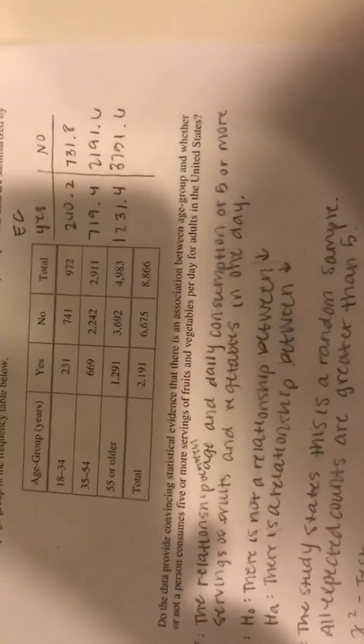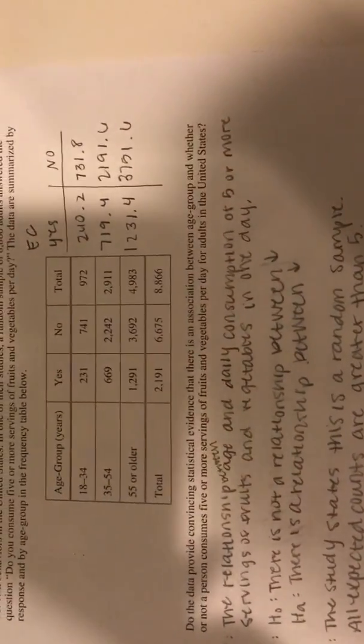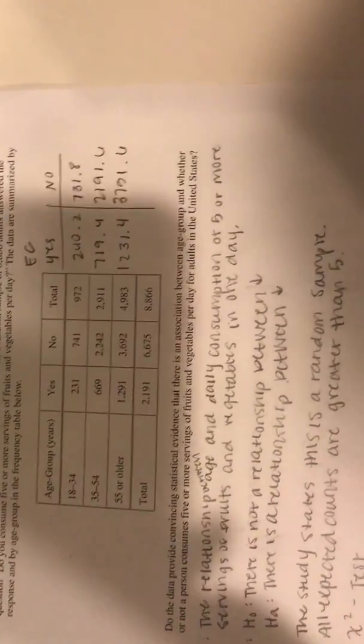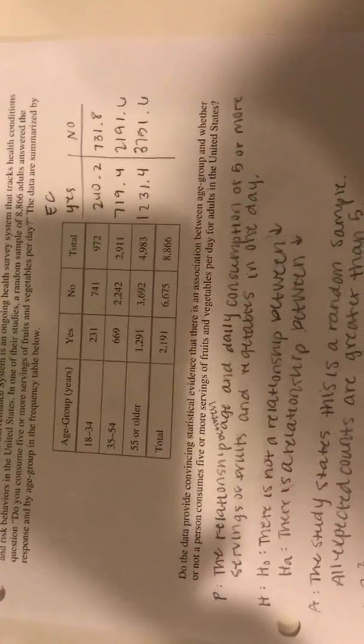So for our hypothesis, we have Ho as there is not a relationship between age and daily consumption of 5 or more servings. And for our Ha, we have there is a relationship between age and daily consumption of 5 or more servings of fruits and vegetables. So we start with our test.